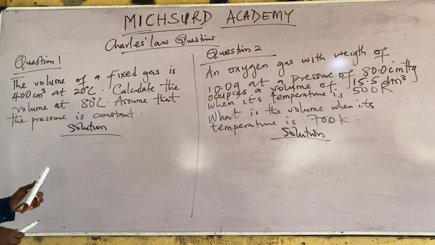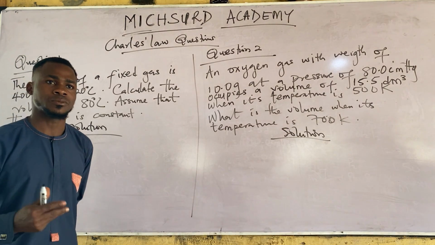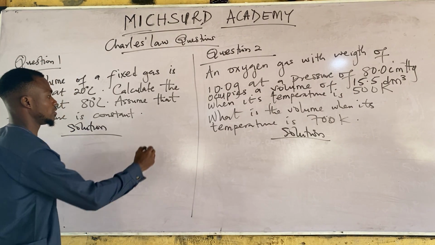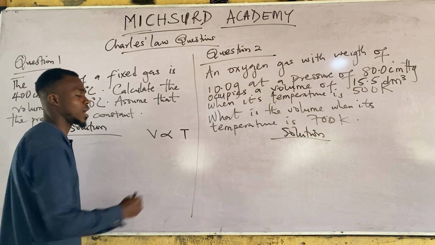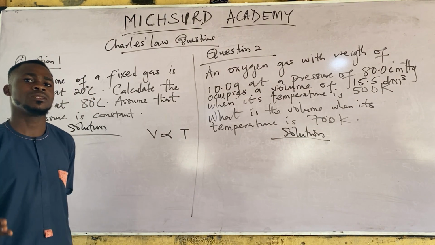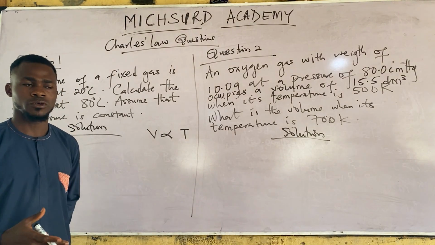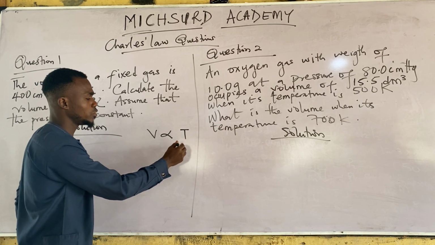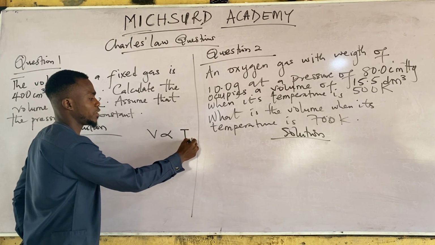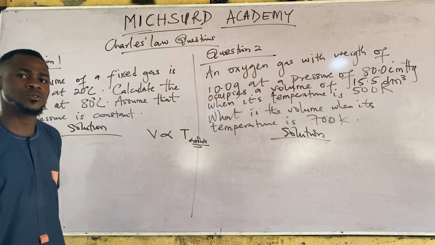Now, when we talked about Charles' Law in our previous class, we explained that Charles' Law gives us the relationship between volume and temperature, and we saw a direct relationship between the volume V and the temperature. But this temperature, we refer to it as the absolute temperature. So what is the absolute temperature?